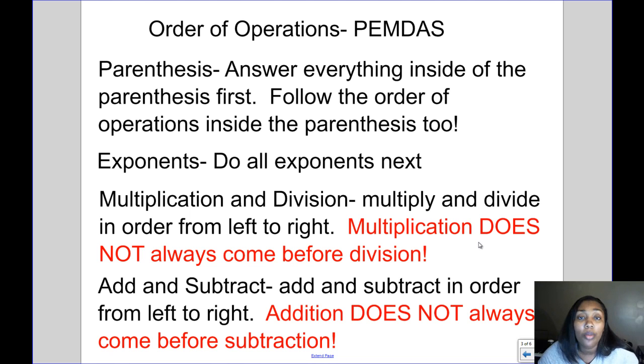After you've taken care of all the multiplication and division, the next step is to take care of the addition and the subtraction. And again, even with addition and subtraction, you do that in order from left to right. So even though Aunt comes before Sally, you don't always add before you subtract. You have to take care of it in order from left to right. Sometimes addition comes first, and sometimes subtraction comes first. It just depends on the problem.